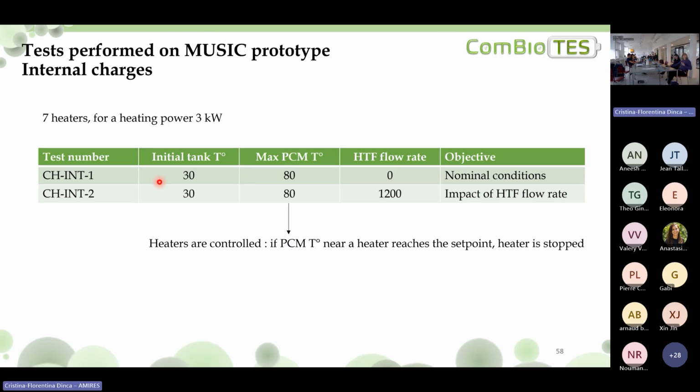So we did 2 tests in nominal condition, so without any forced movement of the heat transfer fluid. And we also did tests in which we turned on the pump of the external charge. So only the pump, not the external heater, but we forced the circulation of fluid in the tank. And I present you the comparison of the 2 tests.